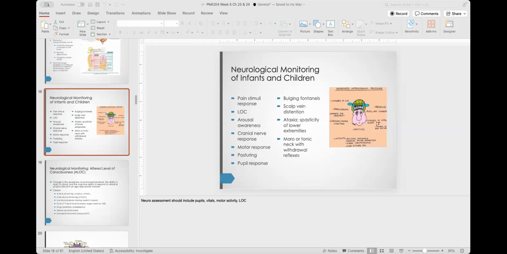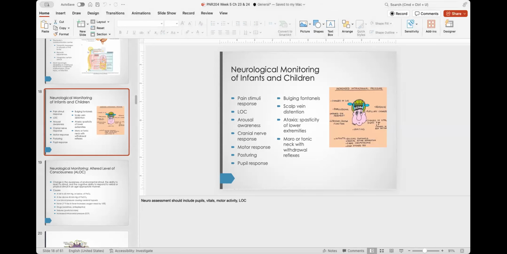So, reviewing neurologic monitoring in infants. These are the things that we're looking for. These are also in your textbook. There's box 23.6 on page 549, which is a really good overview of all those things that we are looking for when we're doing that neurologic monitoring. But this is the basic overview.